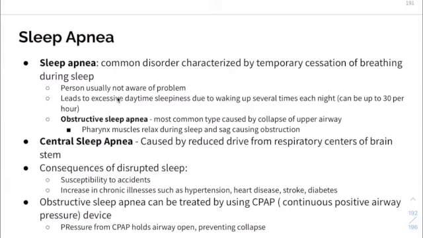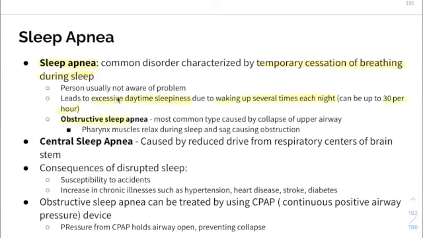Sleep apnea. They temporarily stop breathing while they're sleeping. They don't know they do this. They're tired a lot during the day because they stop breathing at night. But every time they stop breathing, it's going to wake them up. So some people get woken up to 30 times an hour. That's crazy.